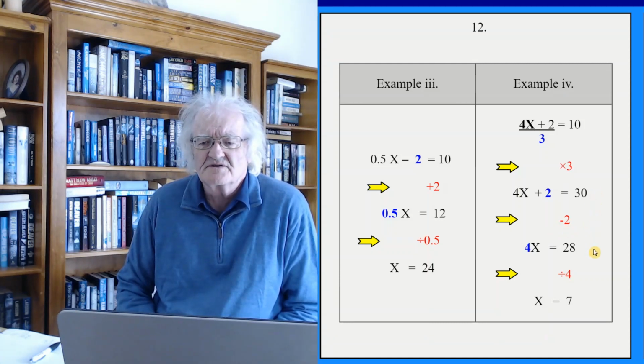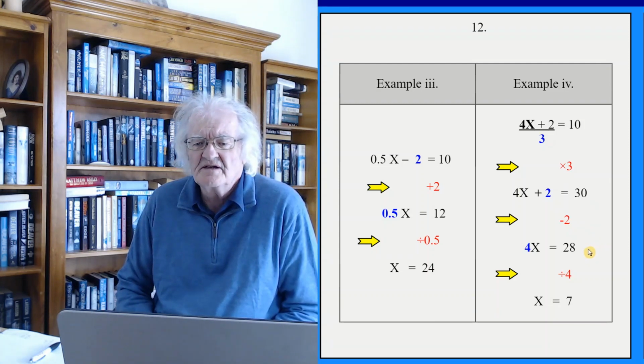30 minus 2 is 28. Now there's only the 4 to shift. Multiplying becomes division. So 28 divided by 4 is 7.